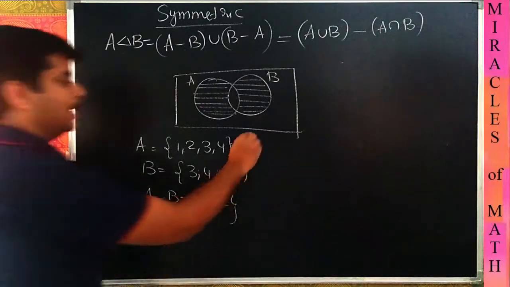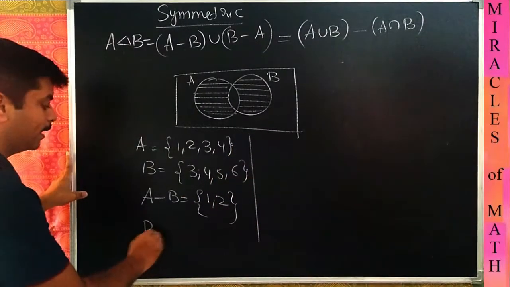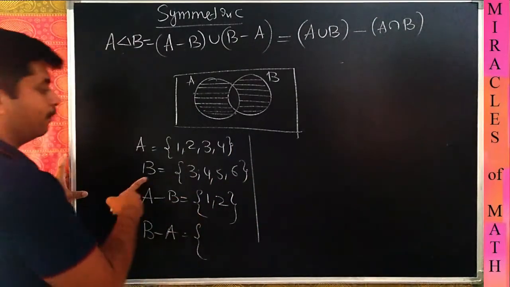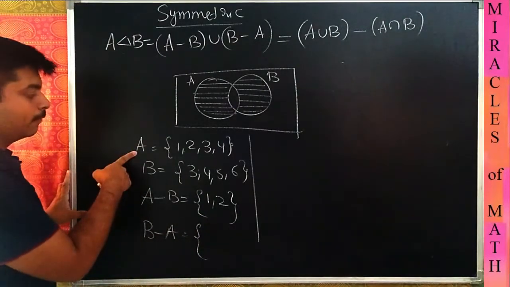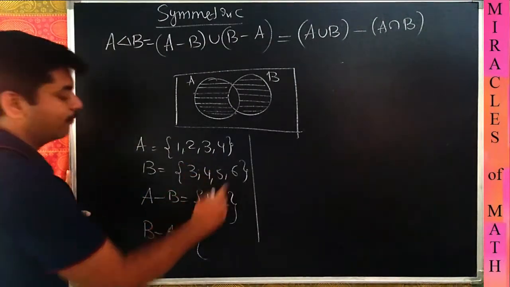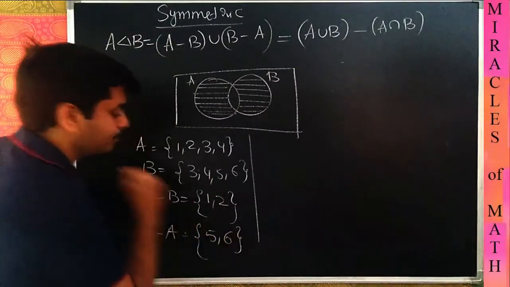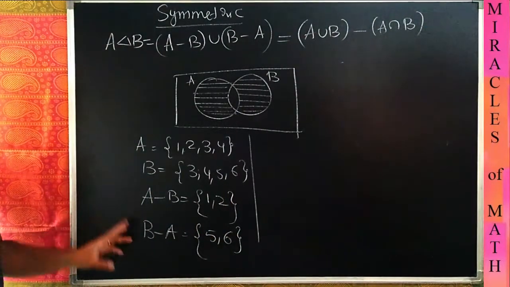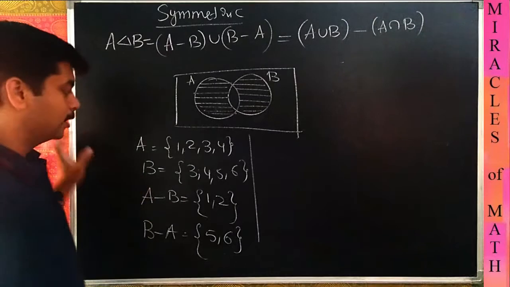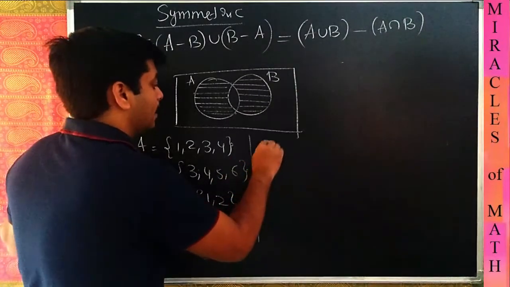In the same way, tell me what is B minus A. All the elements of B should be there, but not the elements common with A. So 3 and 4 should not be there, 5 and 6 should be there. This is A minus B, this is B minus A. Good. What about A delta B?